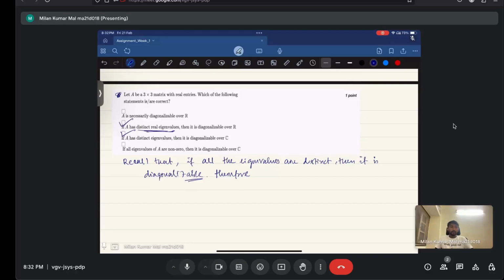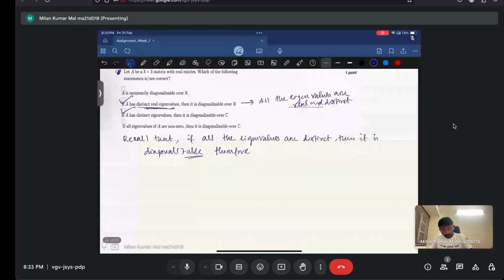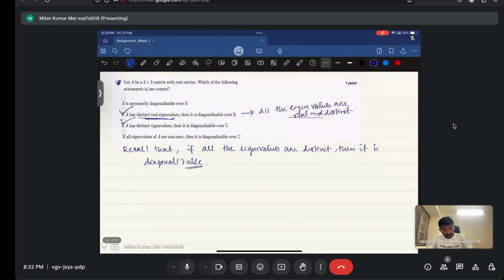All the eigenvalues are real and distinct. So in that case, this is true. If A has distinct real eigenvalues, then it is diagonalizable over R. So these two are correct. If all eigenvalues are non-zero, then it is diagonalizable over C.